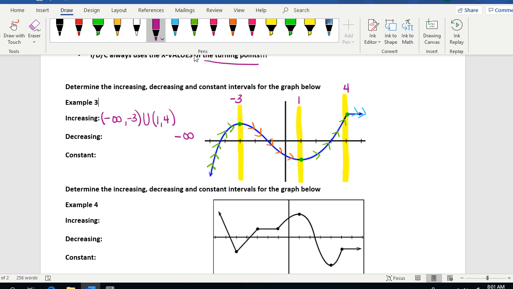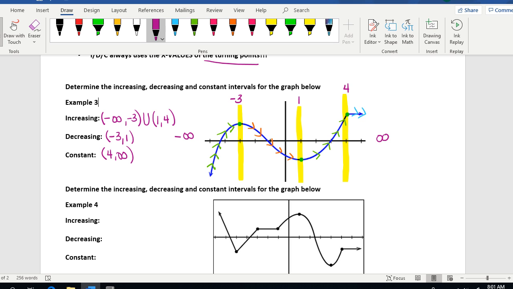Decreasing. Here's my first section that's decreasing, and that's starting at the -3 on my x-axis and ending at 1. So I'm going to have this interval from -3 to 1. And that's actually my only decreasing interval. Last, I have constant. If I'm looking here, I'm flatlining. I'm starting at 4, and then it's going forever to the right. And so therefore, I'm headed towards the positive x value. So my constant interval is from 4 to positive infinity.